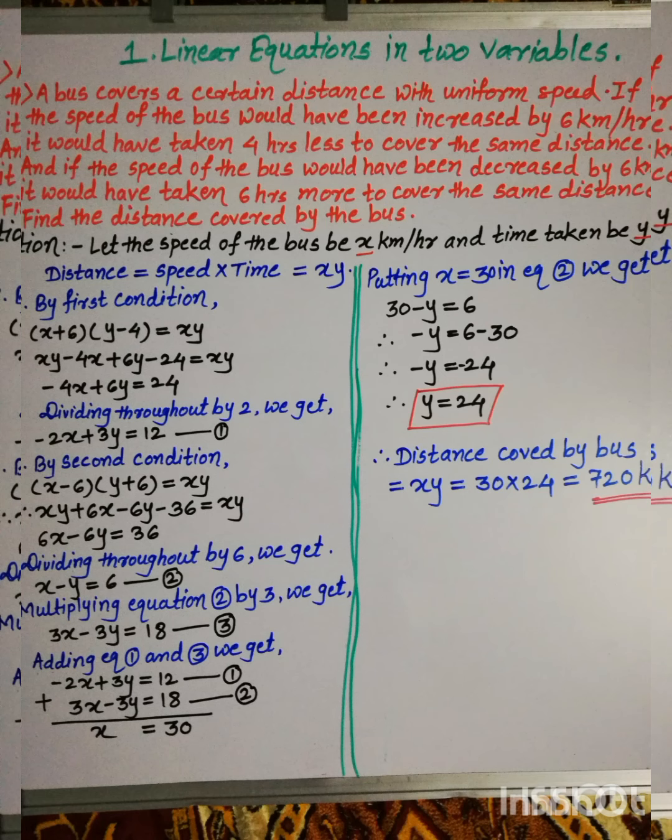Here the question is to find the distance. So distance is nothing but x multiplied by y, that is speed multiplied by time. So here we have both the values. Speed is 30 km per hour and the time is 24 hours. So xy, the distance, is equal to 30 multiplied by 24, which is nothing but 720 kilometers. So the distance that the bus traveled is 720 kilometers.